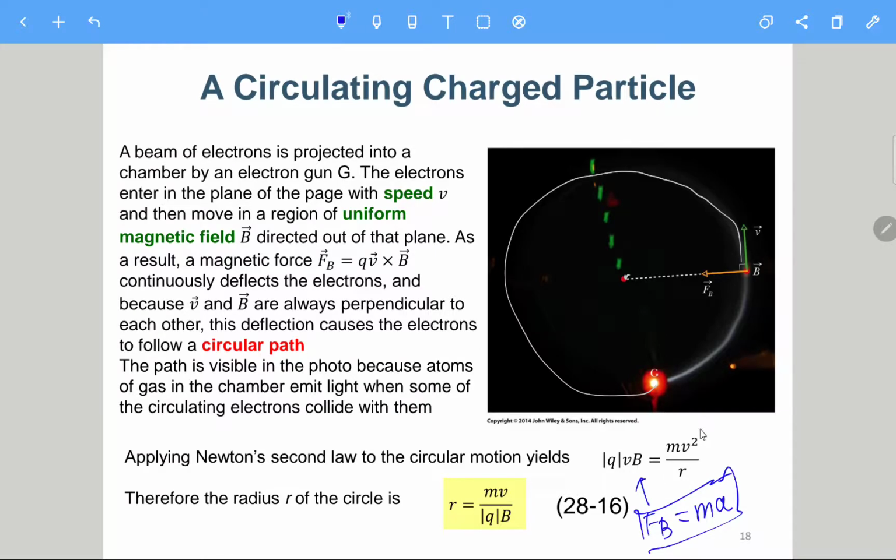One of the V can be cancelled. So we know that the radius of this circle should be R equals mV over QB. This is the radius of the circle.